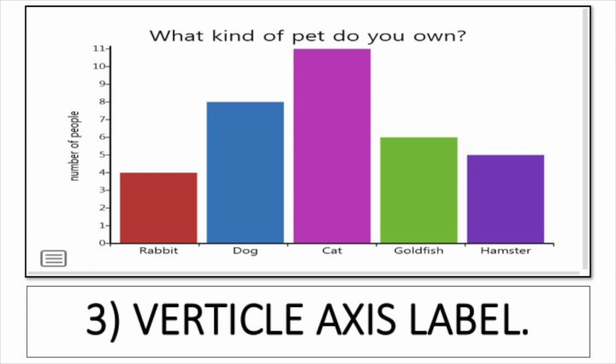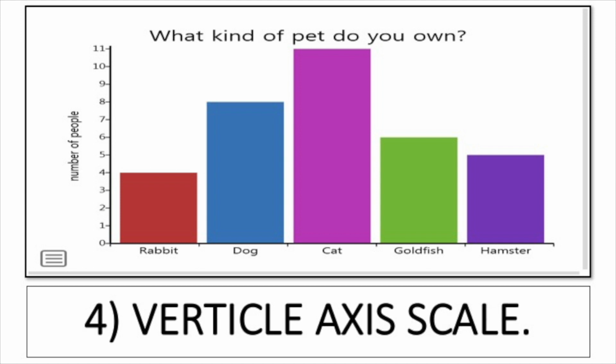Number three, vertical axis label. And here is the label. Can anybody read that label? What is the vertical axis for? Number of people. Okay? So this axis is for the number of people who own the pets.